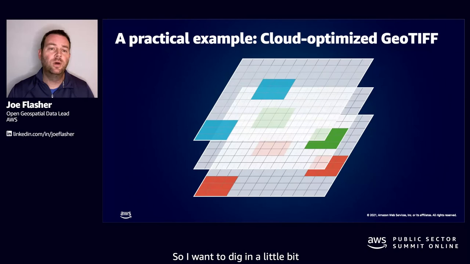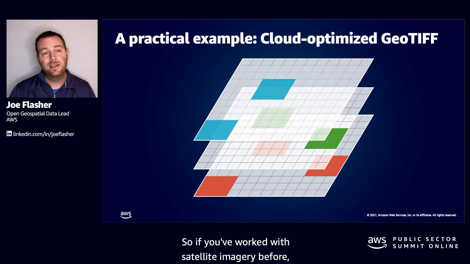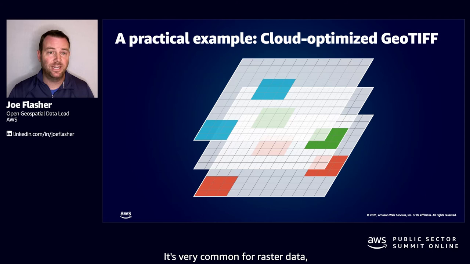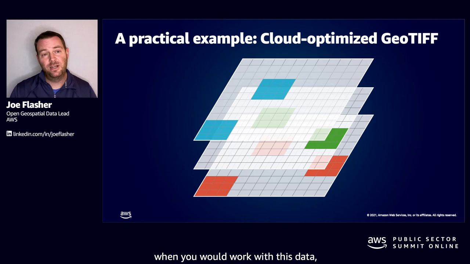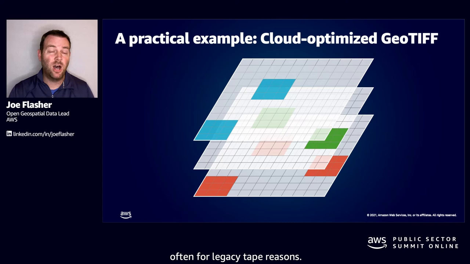So I want to dig in a little bit around that global community of users example and talk about a geospatial specific example, which is the Cloud Optimized GeoTIFF. If you've worked with satellite imagery before, you've likely seen the GeoTIFF file format. It's very common for raster data, which most satellite imagery is. And typically in the traditional paradigm, when you would work with this data and try to get access to it, you would often need to get large archives of the data that were bundled up in archival formats, often for legacy tape reasons, for storage on tape.